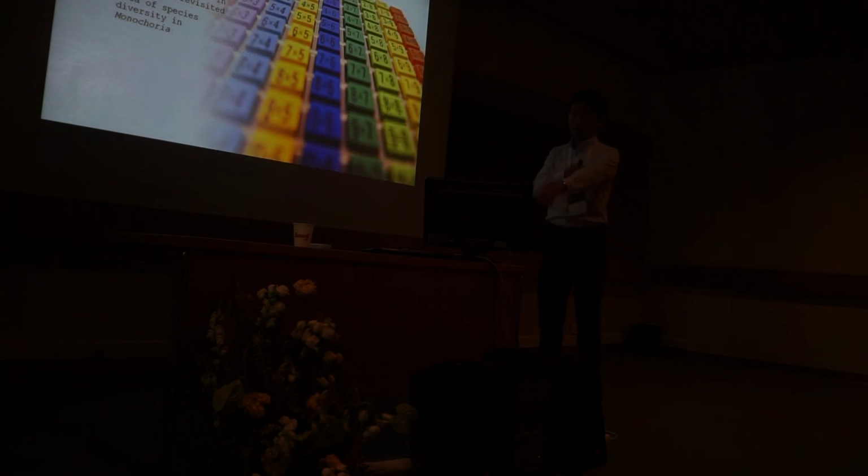So this is the aim of this study. What we want to know is the number of species of Monochoria, revisited. I mean, the Chinese researcher already did it. So the second aim is the area of species diversity in Monochoria, with which part of Asia the diversity is in.